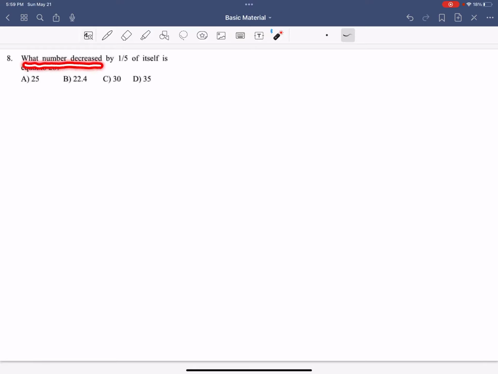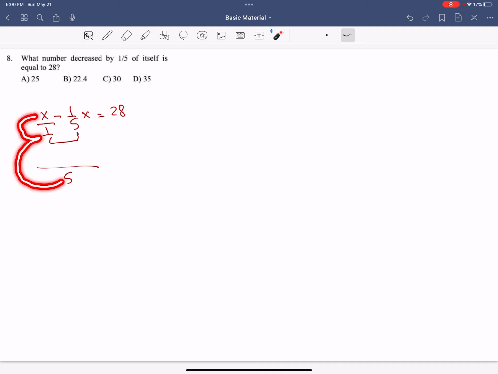What number decreased by 1/5 of itself equals 28? A number decreased by 1/5 of itself is 28. Okay, when I have a sum or subtraction of fractions, I need to put them in the same denominator, the least common multiple between, in this case, 1 and 5. That is 5. And you divide by the denominator and multiply by the numerator. 5 divided by 1 is 5 times x is 5x.